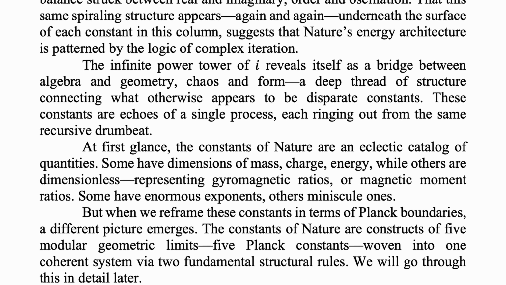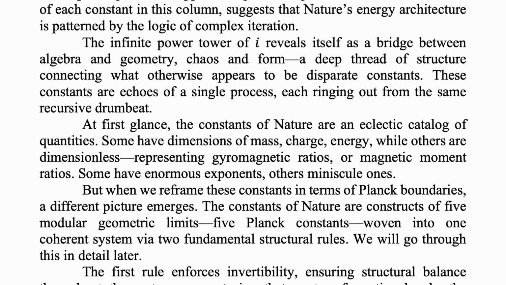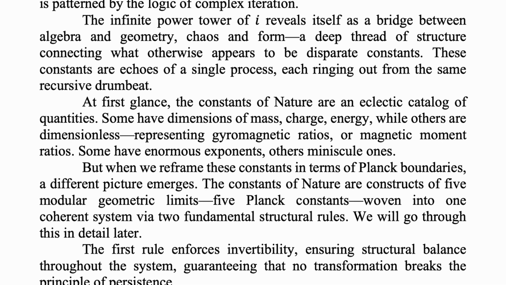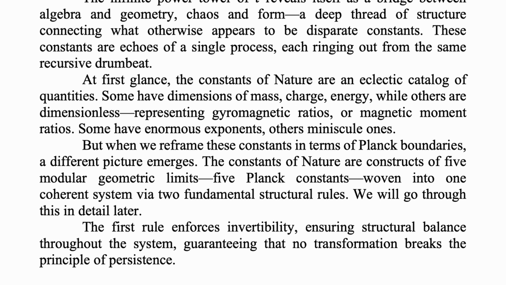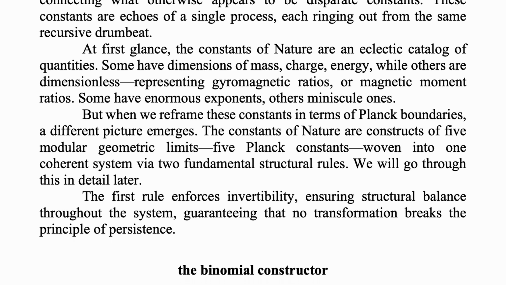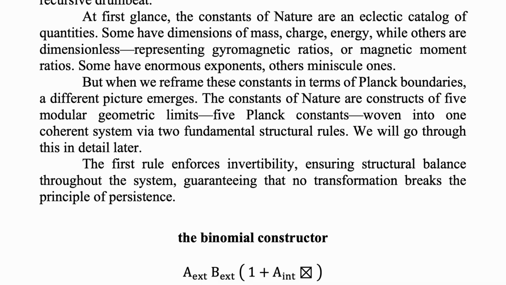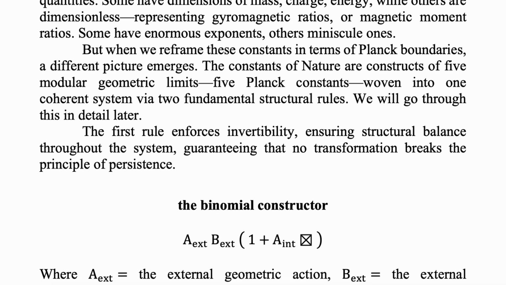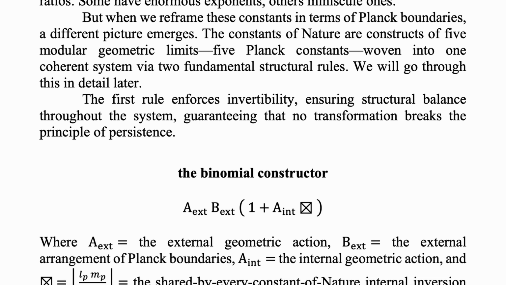At first glance, the constants of nature are an eclectic catalog of quantities. Some have dimensions of mass, charge, energy, while others are dimensionless, representing gyromagnetic ratios or magnetic moment ratios. Some have enormous exponents, others minuscule ones. But when we reframe these constants in terms of Planck boundaries, a different picture emerges. The constants of nature are constructs of 5 modular geometric limits, 5 Planck constants, woven into one coherent system via 2 fundamental structural rules. We will go through this in detail later.